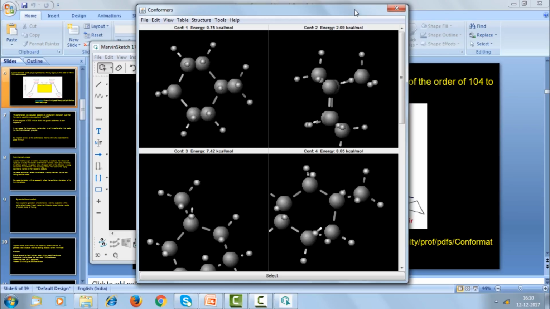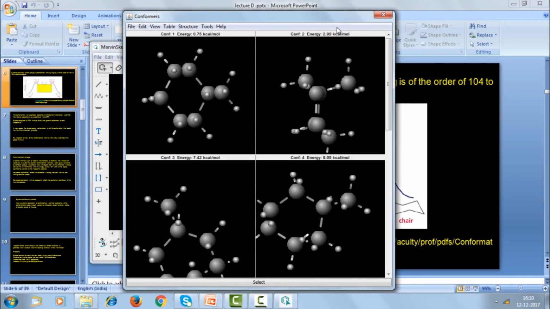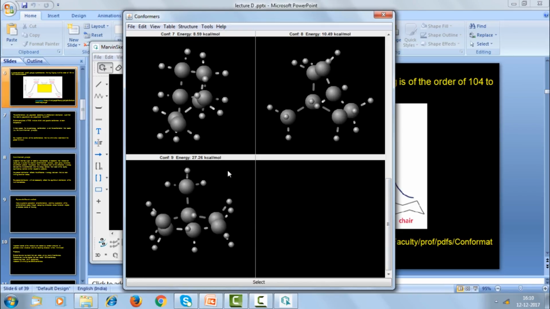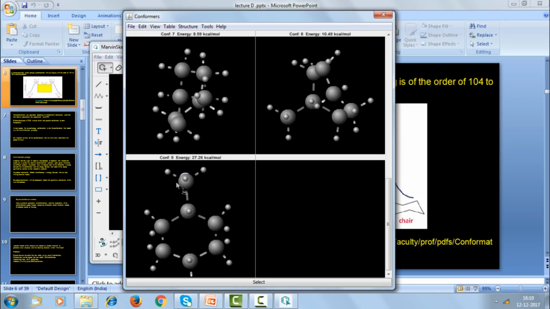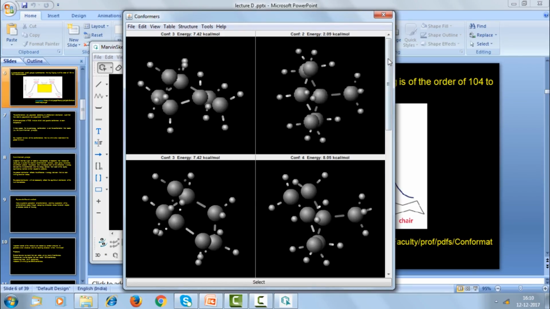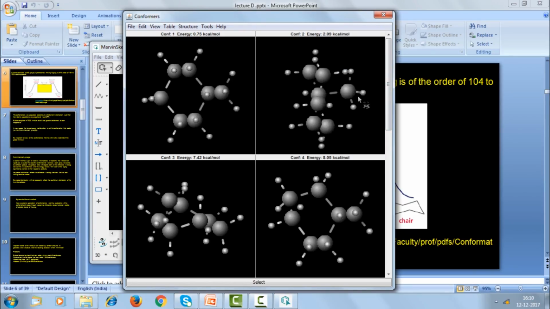As you can see, this is a nice looking chair. So it gives you different conformations of the molecule. Look at this, this is a 27 point, so definitely very high energy. Whereas look at this conformation, 2.09.